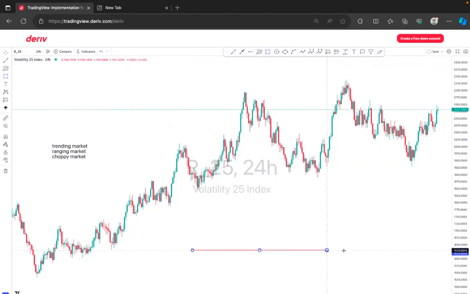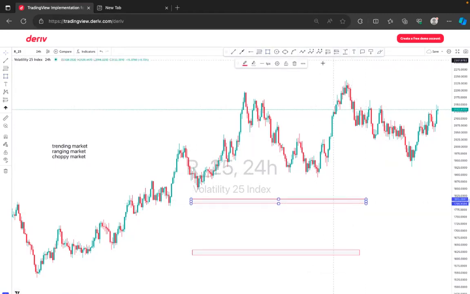So, explaining what the ranging market looks like, I will branch a little bit into support and resistance, or demand and supply. A ranging market is a market that was moving from a particular position. When it hit another particular position, it came back, and when it got to position 0, it came up again.